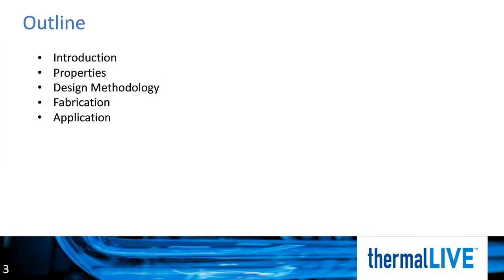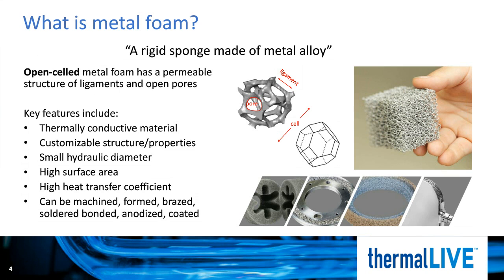The most common question we get asked, and I'm sure a question some of you are wondering yourselves, is what is metal foam? To put it simply, it's a rigid sponge made of metal. There are numerous types of metal foams, and they have a huge range of applications. Since we're focusing on heat transfer today, we're going to focus on open-celled metal foams, which consist of an open network of interconnected ligaments that form cells with open pores.